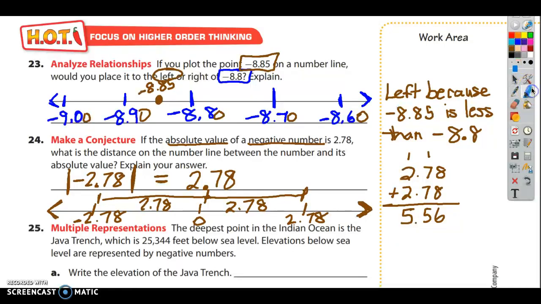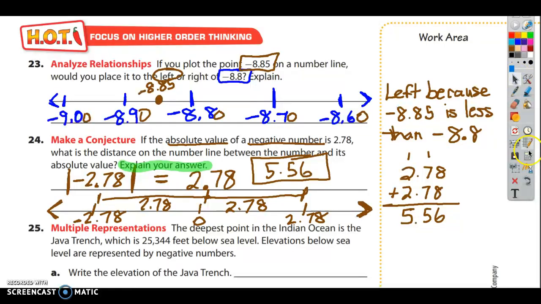Go back to this part right here where it says explain your answer. I think my picture and my showing my work is good enough. So what I'm going to do here is put my answer right here, 5 and 56/100ths, and I'm going to put a box around it to draw attention to it. And my number line and my showing work and my addition problem off to the right, I think is just going to be a good enough explanation.